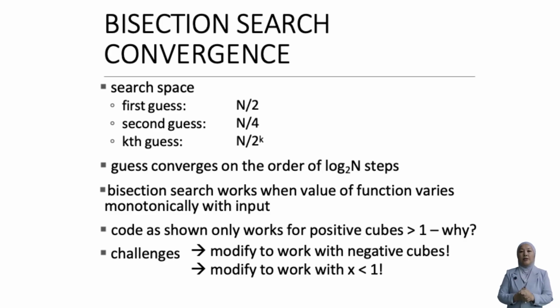Why? For x > 1, the cube root is between 0 and x. But if x is between 0 and 1, say 0.125, its cube root, 0.5, is actually larger than x itself. Our initial search space of 0 to x would never contain the answer. Similarly, for negative cubes, we must adjust the logic because the cube of a negative is negative. These are the edge cases that separate a working demo from robust code. Your task is to modify it to handle these.